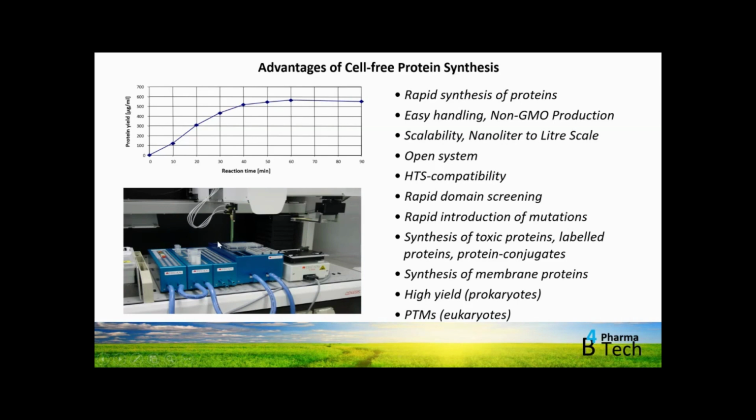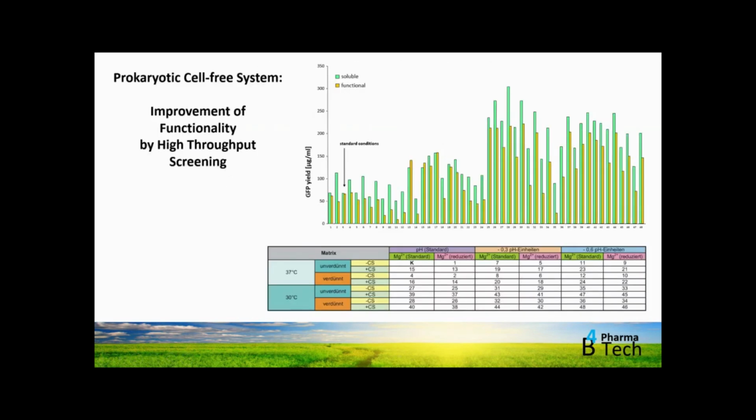We have high yields in both, I would say, pro- and eukaryotes, and some post-translational modifications are possible in eukaryotic cell-free systems. So here's an example taken from a prokaryotic cell-free system. We produced a protein and we modified several parameters. Sorry for the German here, I will explain that in detail. As you're working in an open system, you can even play around with the pH, which is often impossible in an in vivo system. And by shifting pH to different concentrations here, the solubility of the protein is dramatically increased.